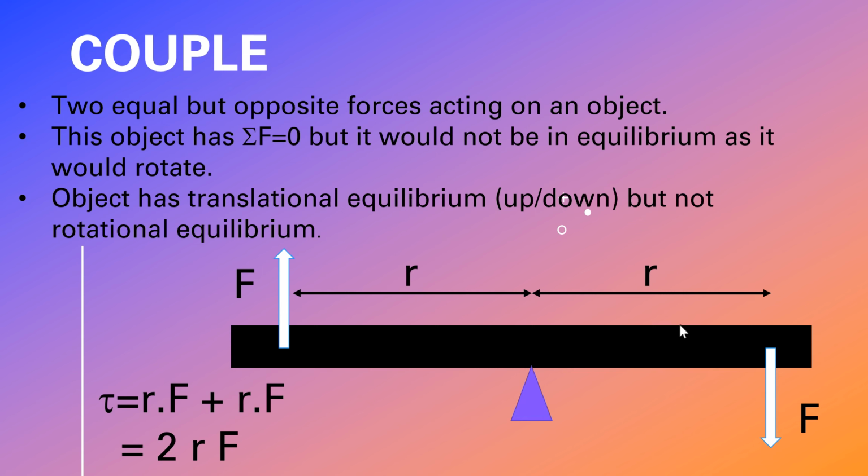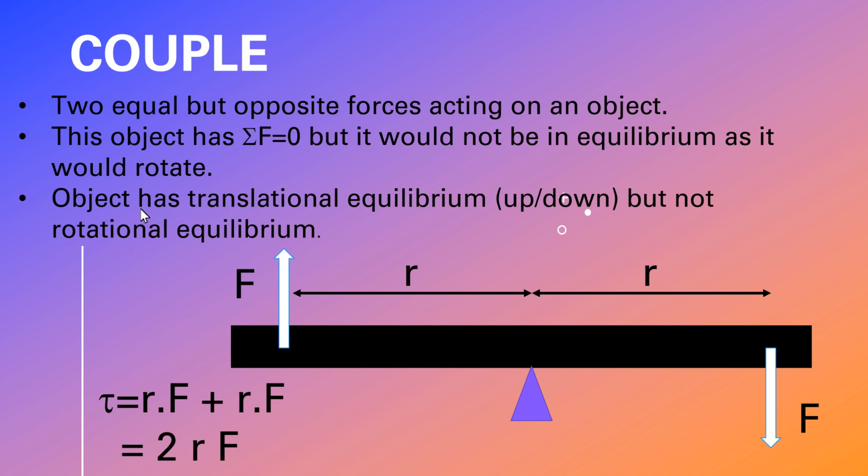Another definition that we have associated with moments is couple. And this is when we have two equal but opposite forces acting on an object. So if we were to think about it in terms of the sum of forces, because they're in opposite directions, one would be the negative of the other. So the sum of forces would be equal to 0. But this object would not be in equilibrium as it would rotate. So you can see that it would rotate in a clockwise direction.